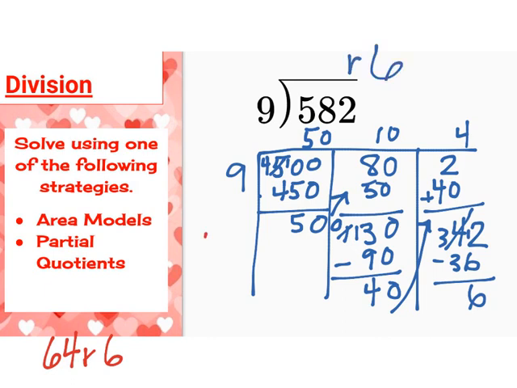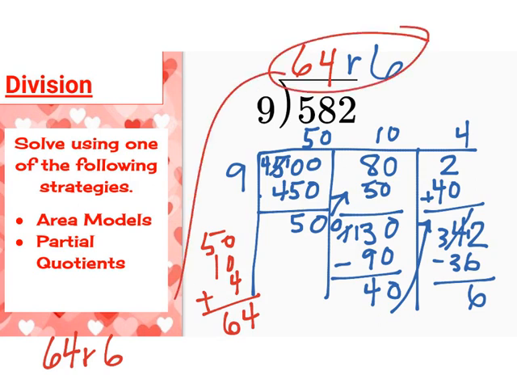Now I've got to add up 50 plus 10 plus 4, and that equals 64. And look at that, 64, remainder 6, no matter which way I solved it. And you probably noticed I used the same numbers. It's laid out different in an area model. Now, you do whatever you want. Your numbers may not look like mine, but your final quotient should be the same.